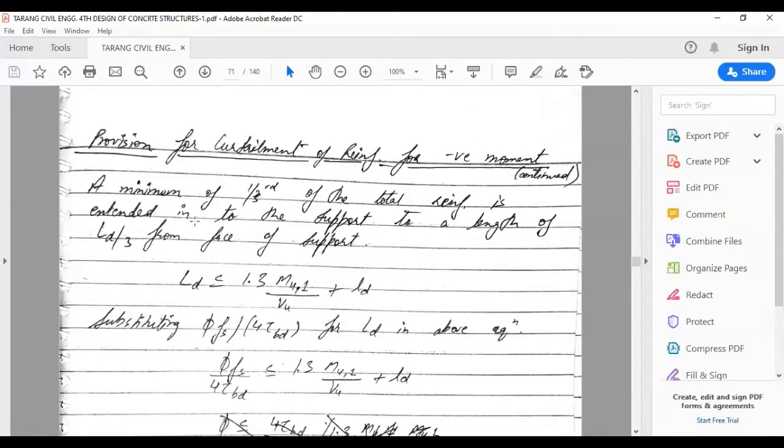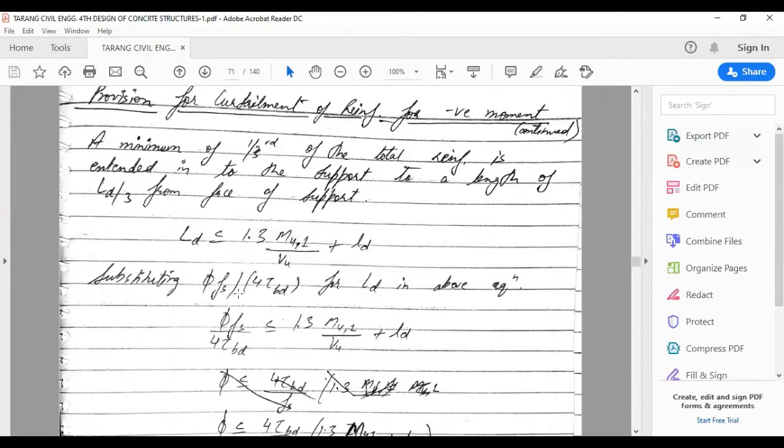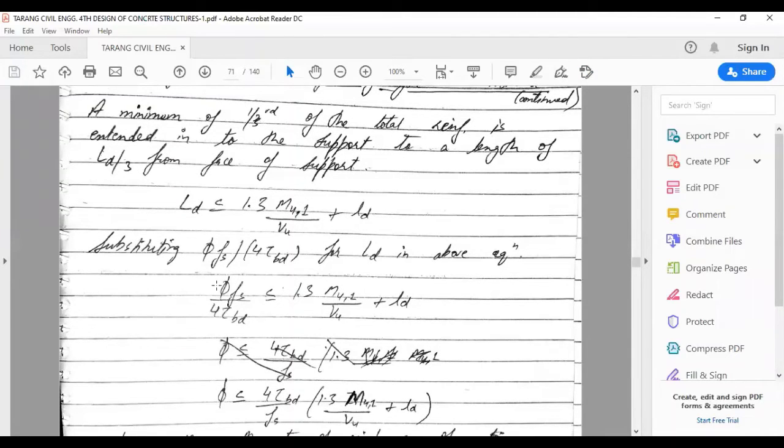So a minimum of 1/3 of the total reinforcement is extended into support to a length of LD upon 3 from the face of support. So LD by 3 is given by LD should be less than or equal to 1.3 times M1 upon V plus L0. If we substitute this value for LD in the above equation, we get sigma s upon 4 times tau bd, and we get 1.3 M1 upon V plus L0.